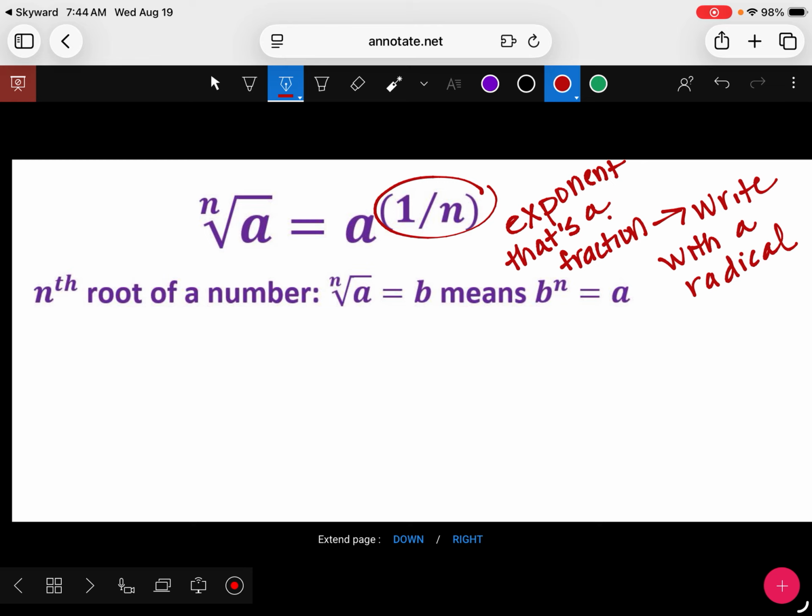So I'm going to explain this rule. This is with variables. I think this is kind of confusing, but you can go ahead and write this down. But I'm going to do it with numbers because I feel like the letters might be a little confusing. So when you see an exponent that's a fraction, that means that we can write it with a radical.